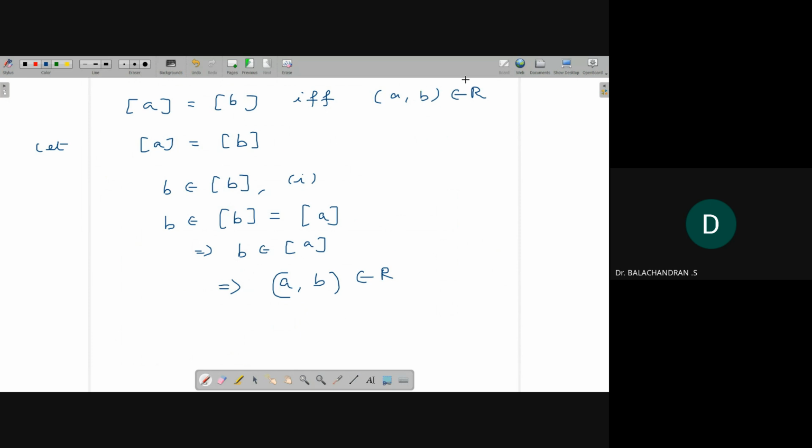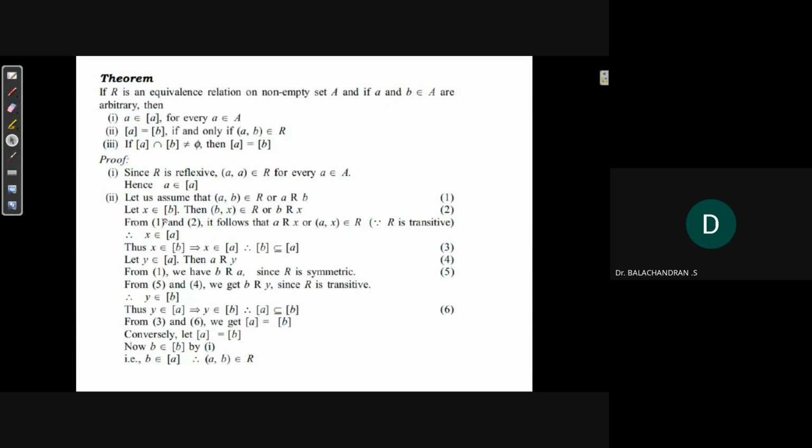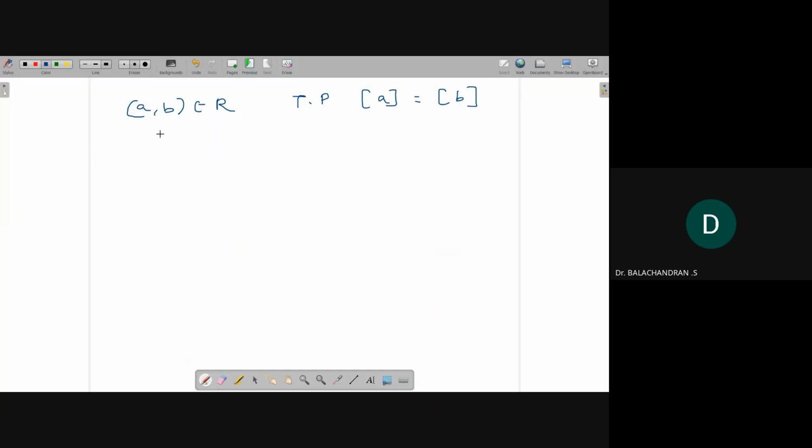For the second part, I'm going to assume (A, B) in R, to prove that the equivalence class of A is the same as the equivalence class of B. Okay, if (A, B) is in R, then A is related to B. So this implies, sorry.